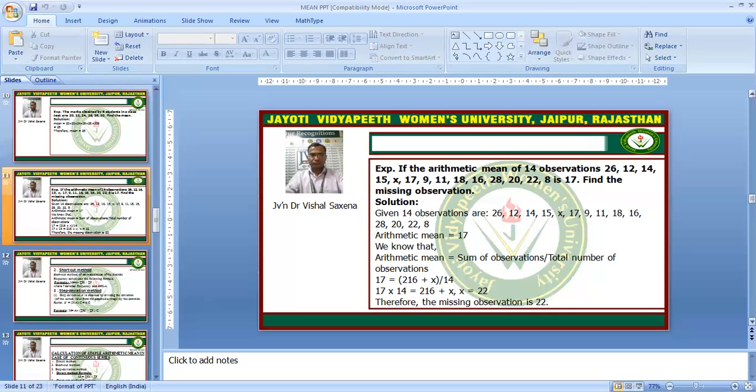And when we solve this equation, we do it in this way: 17 into 14 is equal to 216 plus x, and when we solve this equation we find x is equal to 22. So in this way the missing observation x is 22. This is a question from the individual series, because we are not given frequencies here, and we have simply applied the formula of arithmetic mean to find the missing value x.